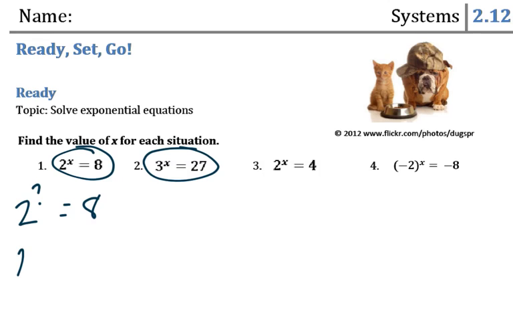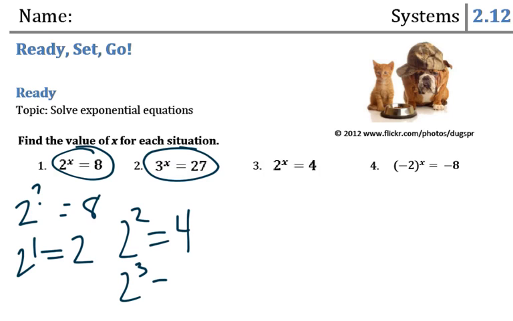Well, I'll test it. 2 to the first, that's 2. 2 squared is 2 times 2, right? So that would be 4. 2 cubed is 2 times 2 times 2, which would be 8. So x equals 3. Okay, number 2, try it.